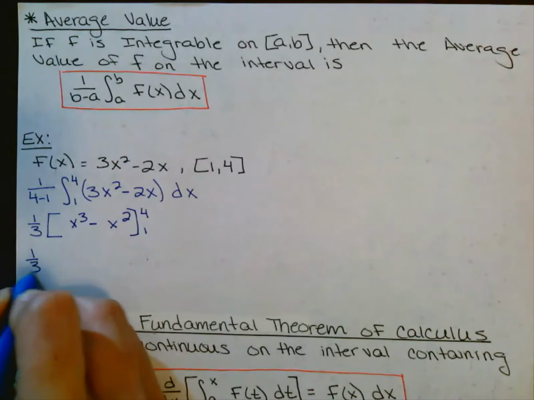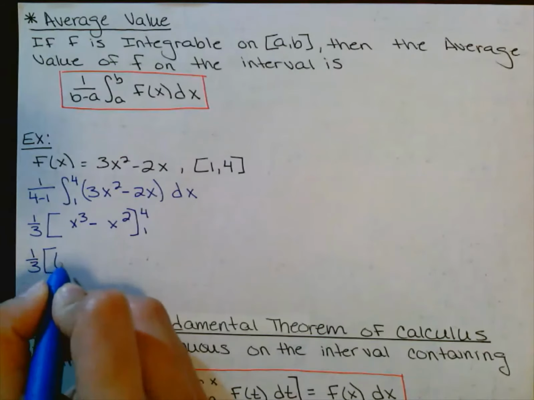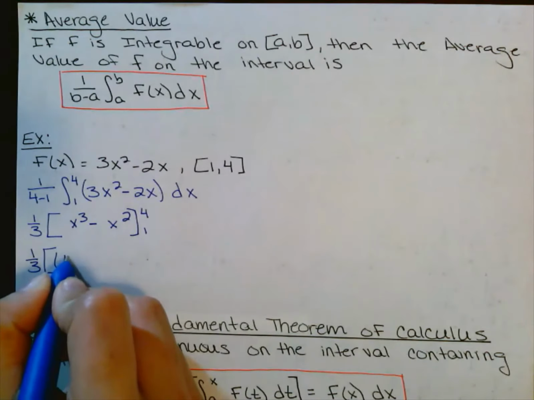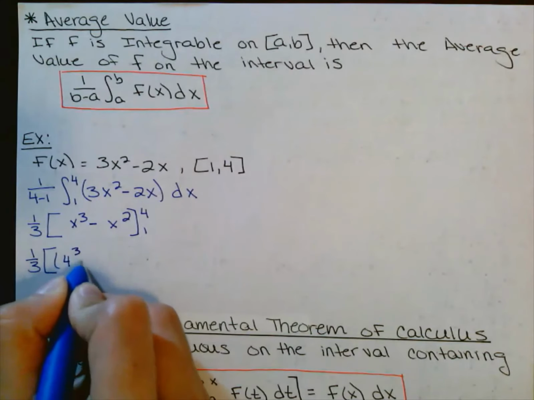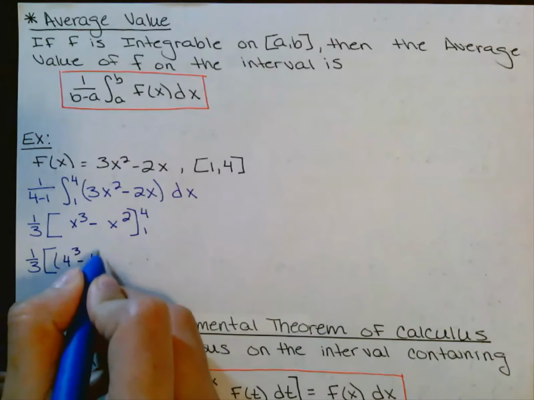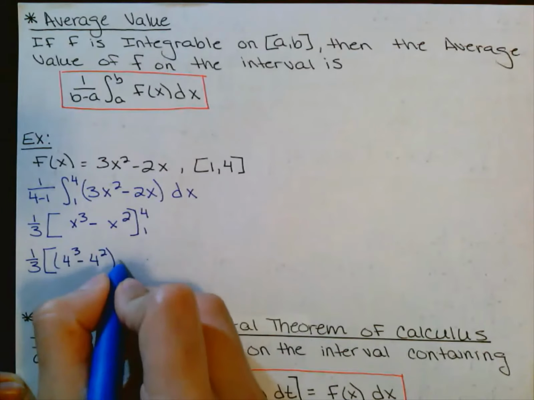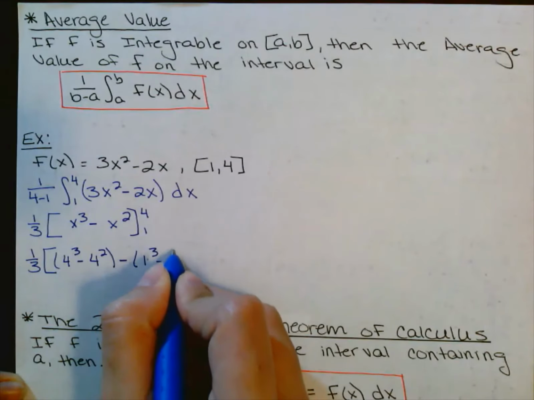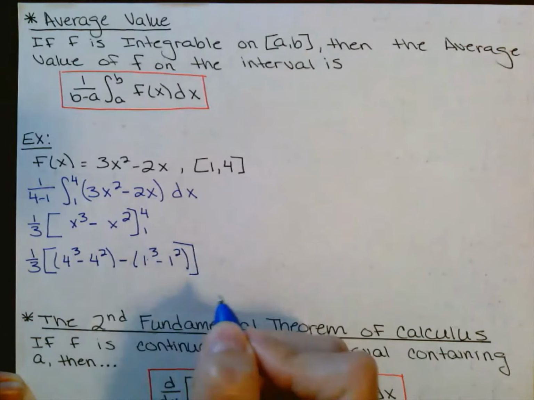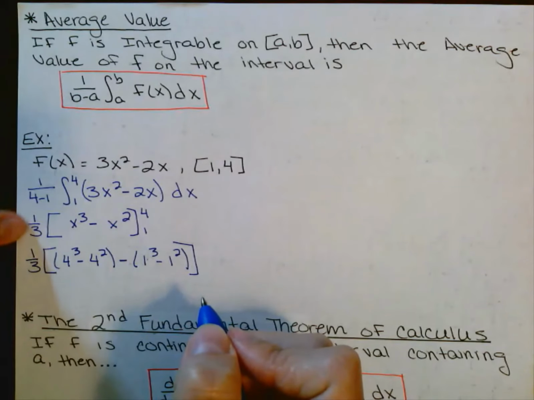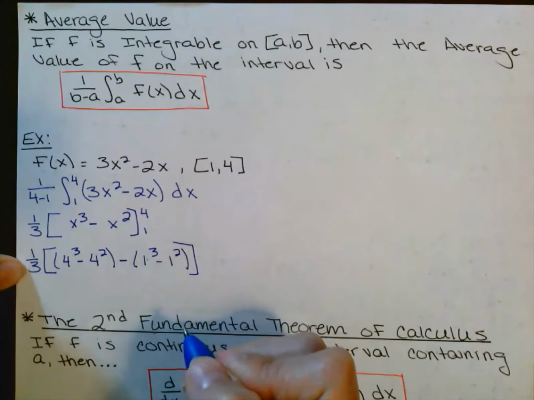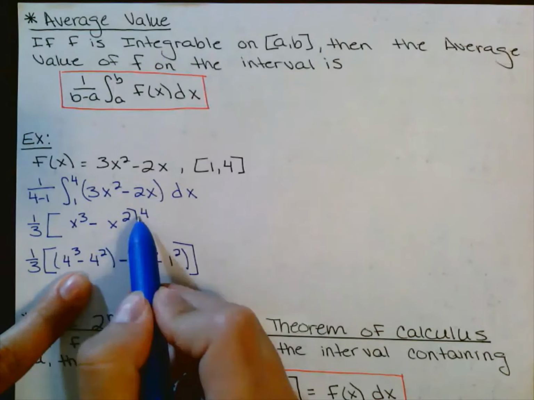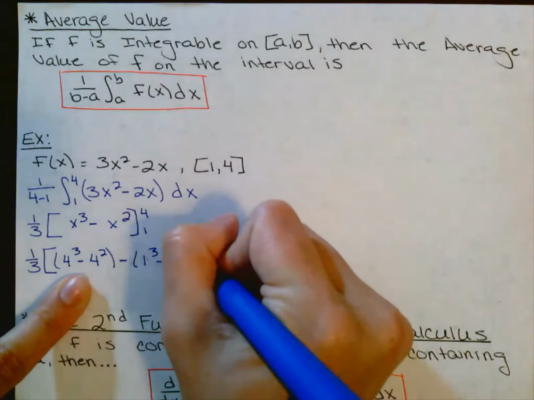So I have 1 over 3. And then I have my function at 4. So 4 cubed minus 4 squared, my function at b, minus my function at a. 1 cubed minus 1 squared. Okay, so again, I dropped down that 1 over b minus a, which was 1/3. And now I did my antiderivative and then my function at b minus my function at a.